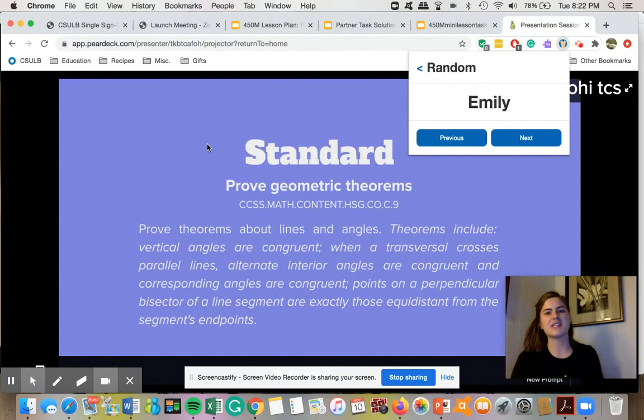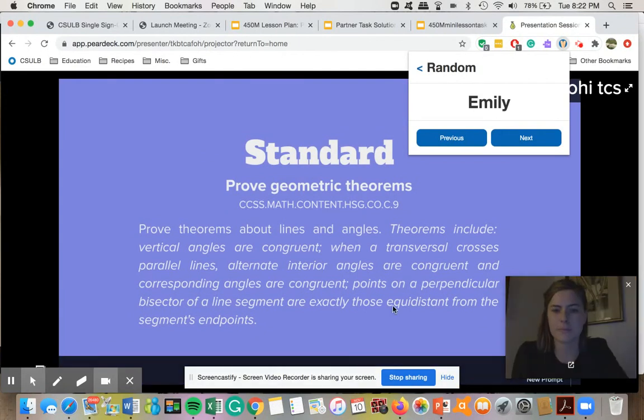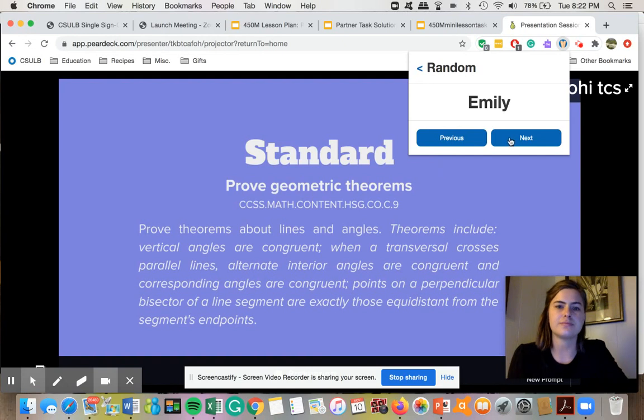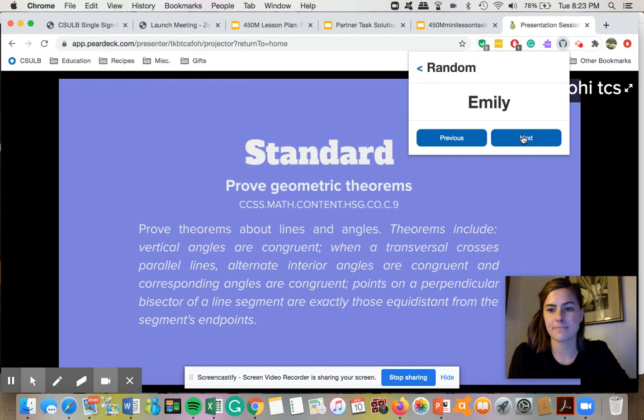Emily, would you mind reading the standard? You don't need to read the italicized part for me. So the standard is prove theorems about lines and angles. Theorems include vertical angles are congruent when a transversal crosses parallel lines. Alternate interior angles are congruent and corresponding angles are congruent. Points on a perpendicular bisector of a line segment are exactly those equidistant from the segment endpoints.